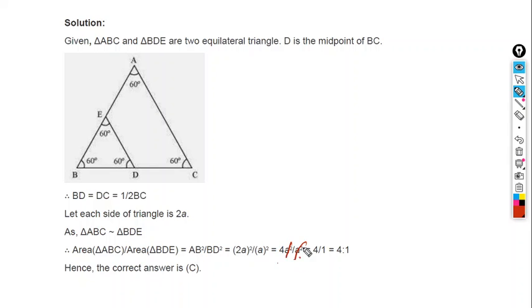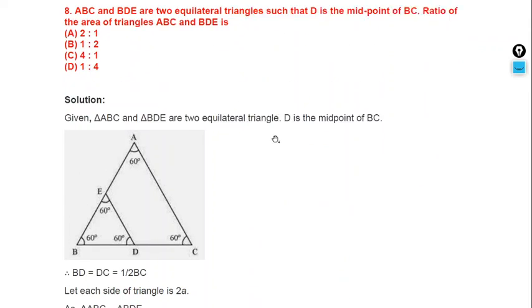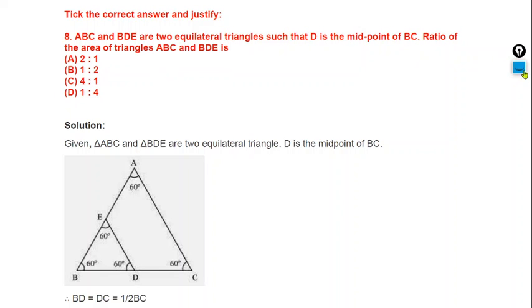Now what will remain? A square is cancelled. Here it is 4, and here after cancelling, 1 remains. So it equals 4 is to 1. So what we got: area of triangle ABC divided by area of triangle BDE is equal to 4 is to 1. Now let us move to the question again and see which option is right. Yes, 4 is to 1 is the correct answer. So you can write the answer here, and also justify your answer in this way.